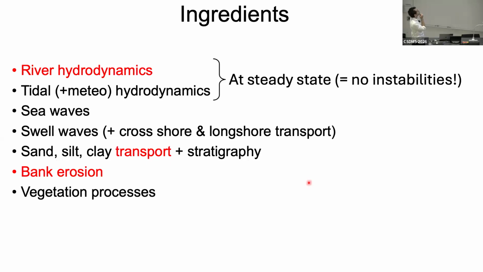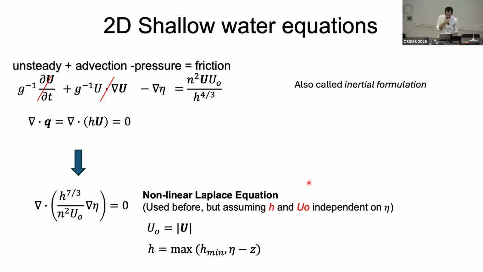For the first two, the hydrodynamics, the key for me was to make it steady state, because then you don't have to worry about hydrodynamic instabilities. So let's go more into the details. If you look at the 2D shallow water equations, first you make them steady state. And then I decided to remove the advection of momentum, to make the problem much simpler. I'll discuss the limitations of doing that.